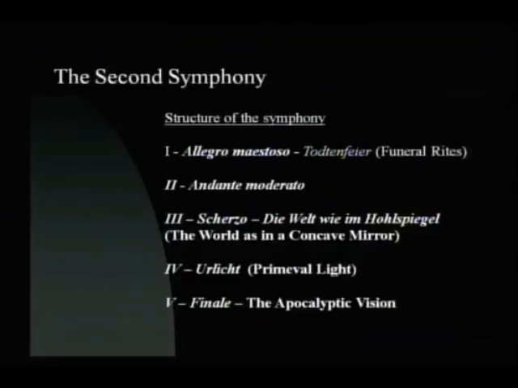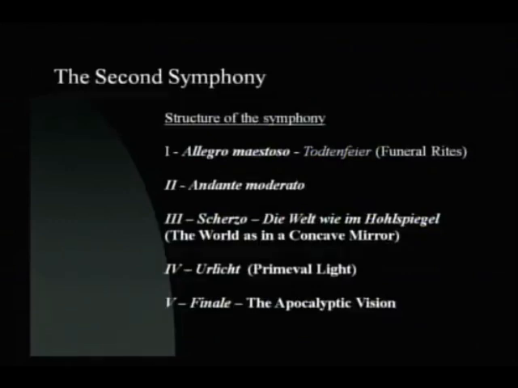The second movement is shorter. It's about 10 minutes, and it's an andante moderato. It's a slower movement, and it's based on dance forms. It's much lighter. It's not nearly as dark and stormy and powerful as the first movement. The third movement is a scherzo, Die Welt wie im Hohlspiegel, the world as in a concave mirror. And it's also much lighter than the first movement. The second and third movements are much lighter. They have much more of that folk influence that Robin spoke of, the Czech influence and the German Ländler folk music influence. Then we have the fourth movement, which is called Urlicht, which means primeval light.